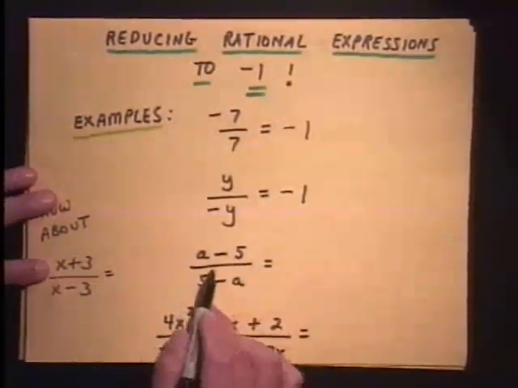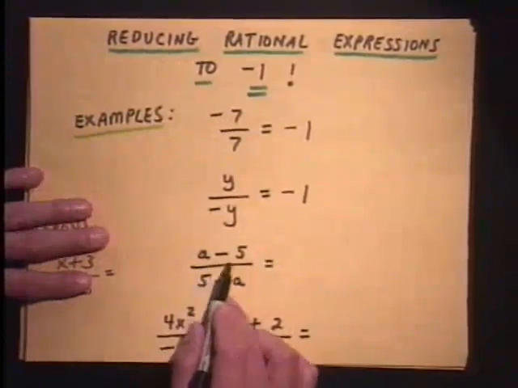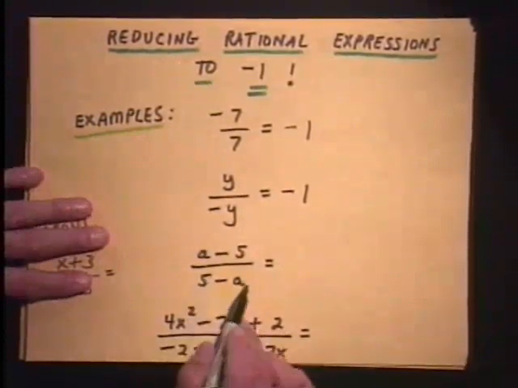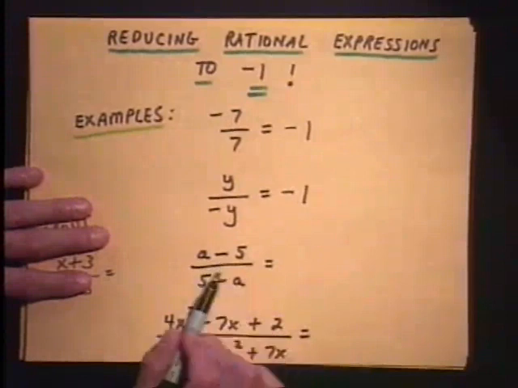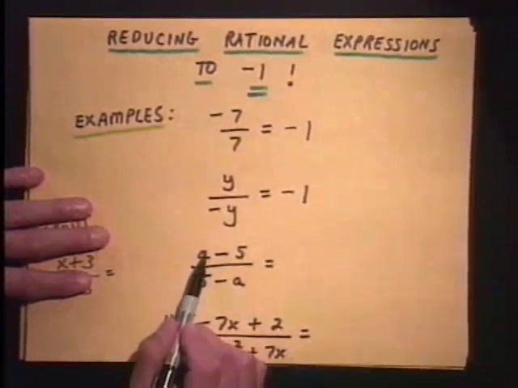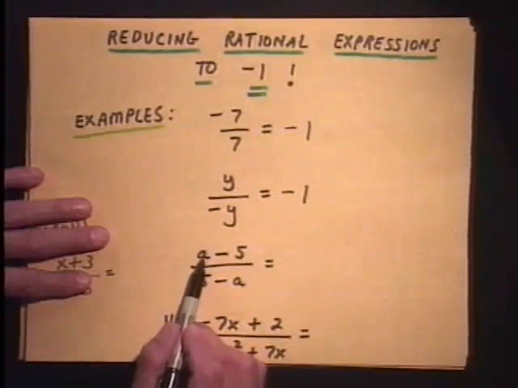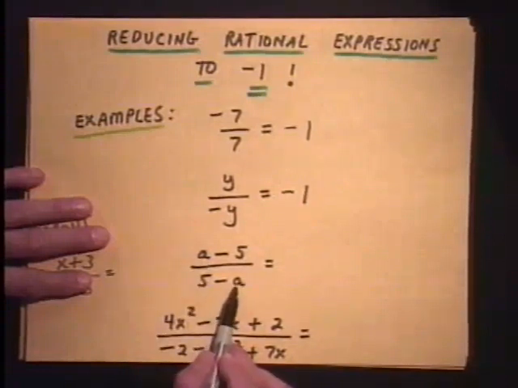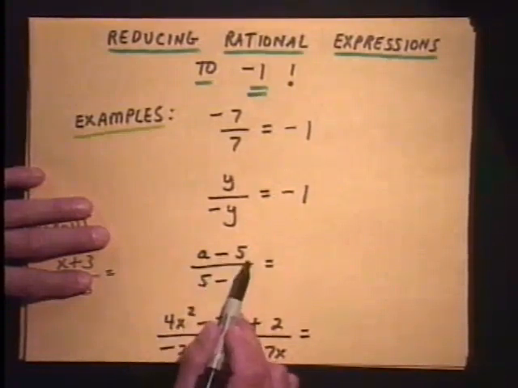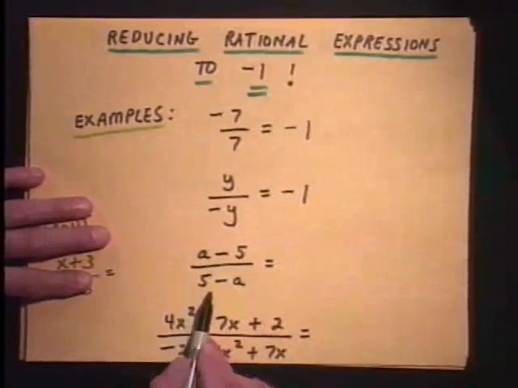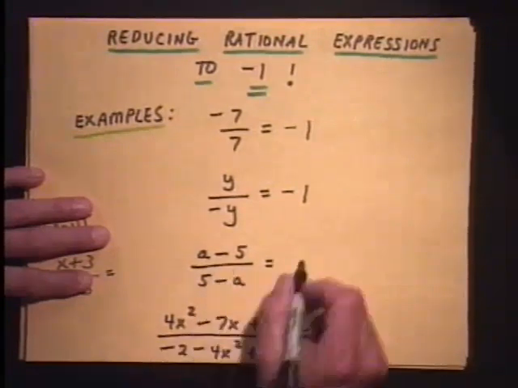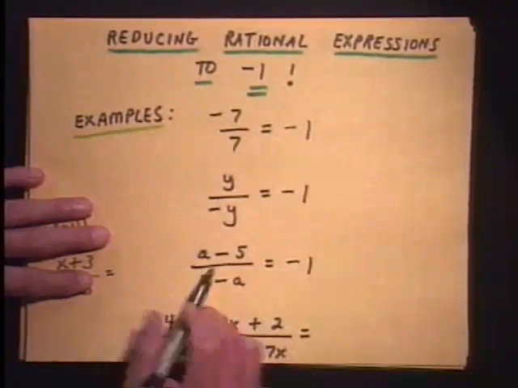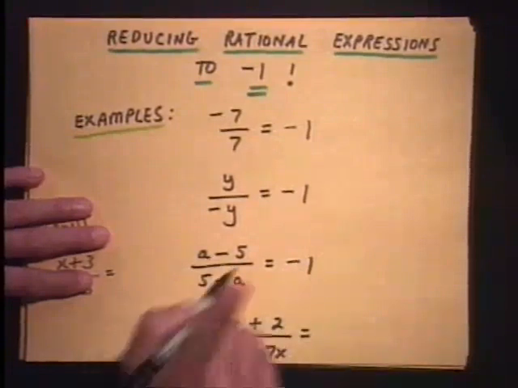Now, a lot of people wonder about this one right here, a minus 5 over 5 minus a. They don't see that that reduces to -1, but look at the signs on the a. In the top, in the numerator, the sign is positive a, isn't it? Because I don't see a negative sign there. In the bottom, it's minus a. In the top, it's a minus 5. In the bottom, it's a plus 5. That also reduces to -1. These are considered opposites, very important.